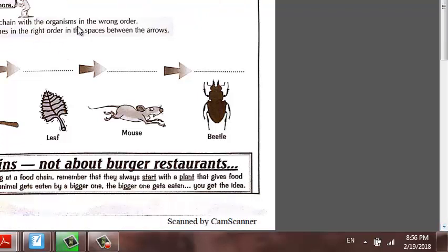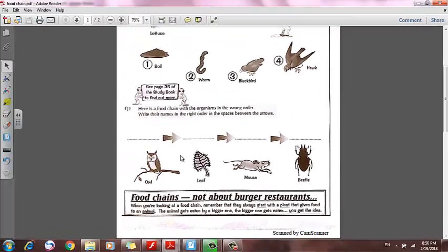Here is a food chain with the organisms in the wrong order. Write their names in the right order in the space between the arrows. We must start with the leaf. And who eats the leaf? The beetle eats the leaf, and the mouse eats the beetle, and the owl eats the mouse. So leaf, beetle, mouse, owl.